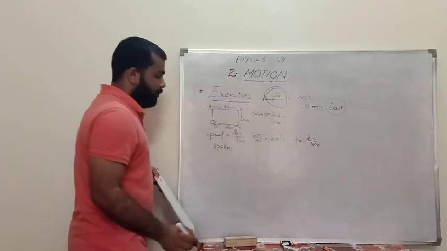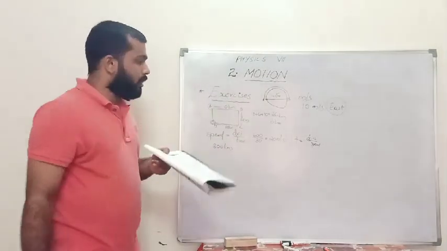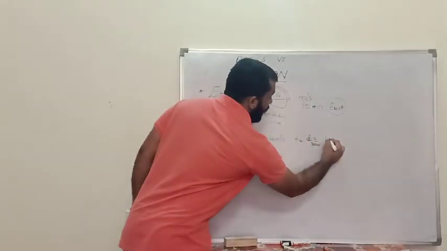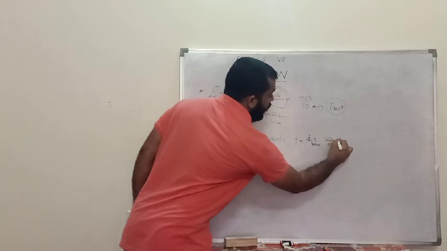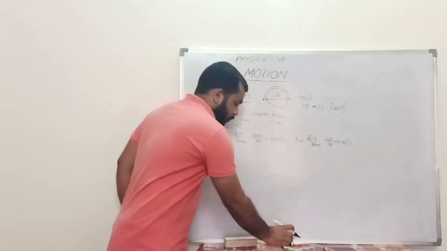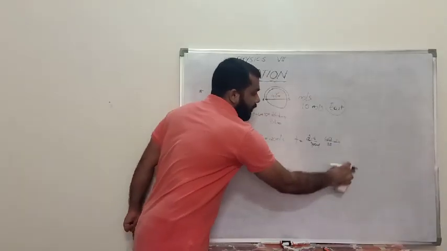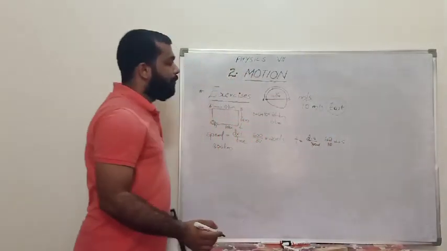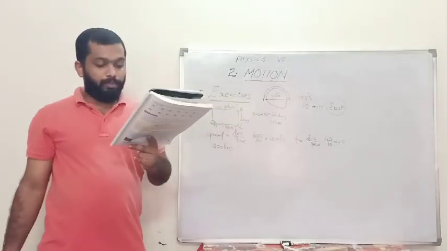So what is the distance covered here? 40 meter. Speed is 10. 40 divided by 10. The answer will be 4 meter per second, sorry, not 4 meter per second, 4 seconds. The time taken will be 4 seconds.